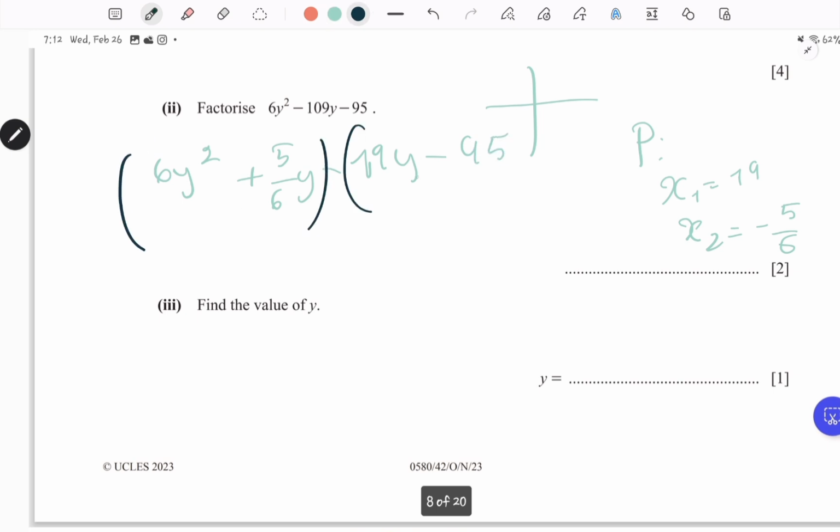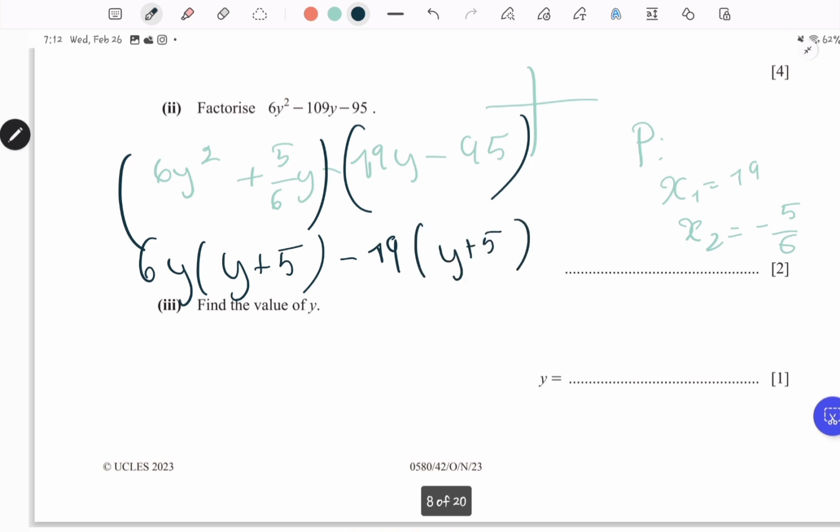Now factorizing, you could take out common 6y. So 6y times y plus 5. Okay? And then you could take out as a common minus 19. Minus 19 times y plus 5. So factorizing it, you would get y plus 5 times 6y minus 19. Okay, now they need us to find the value of y.